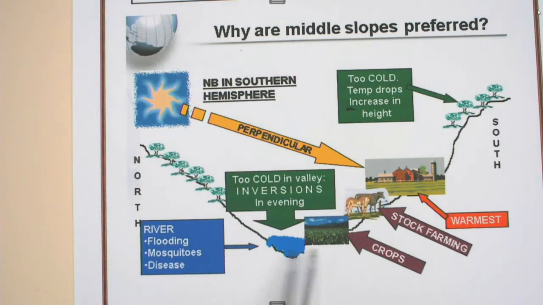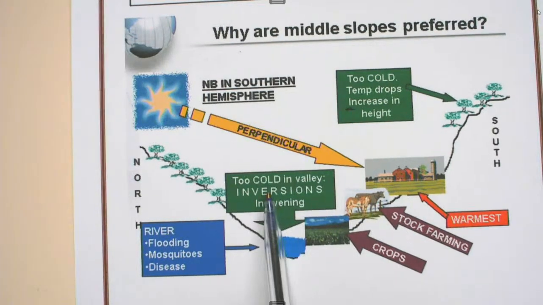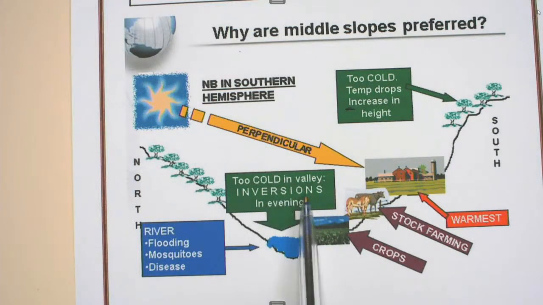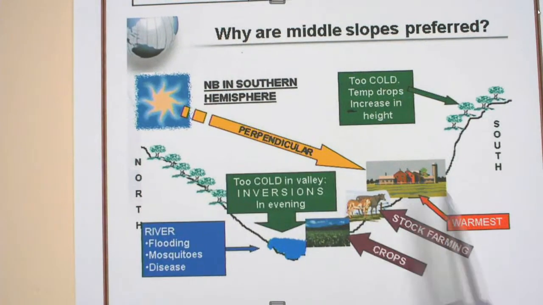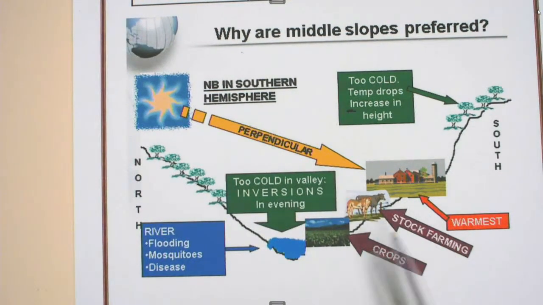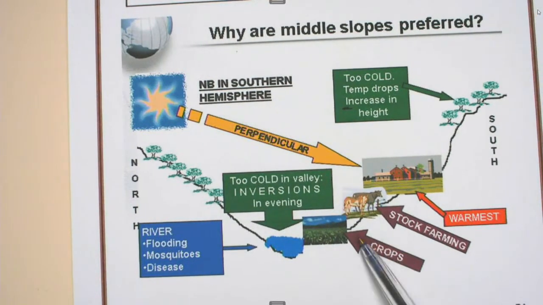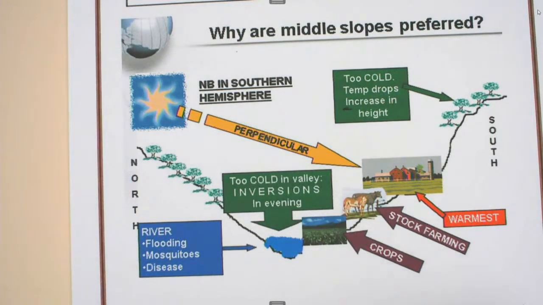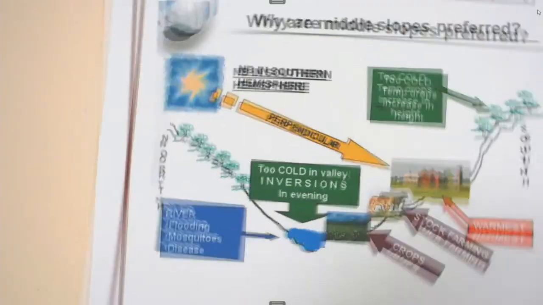In the bottom of the valley, there is a danger of flooding, mosquitoes and disease. And it is also too cold because of the inversion in the evening. So let us look at what will be suitable. Next to the river, you can do crop farming, but far away from the river, you can do stock farming. So these are why the middle slopes are preferred.